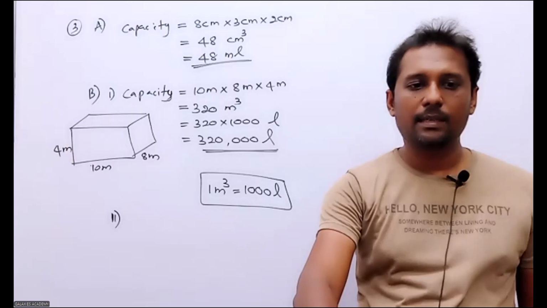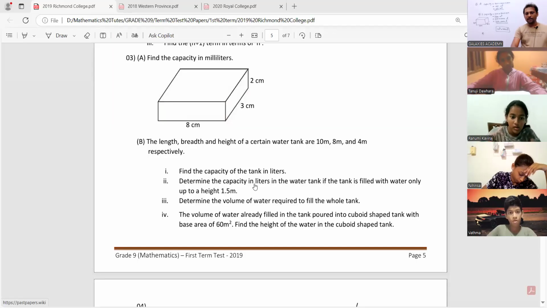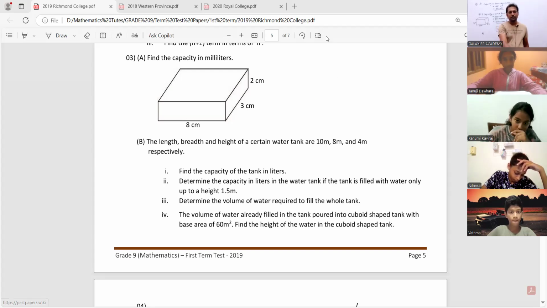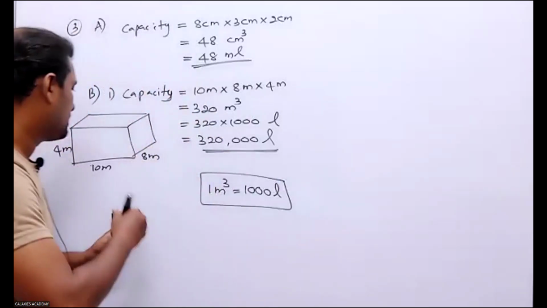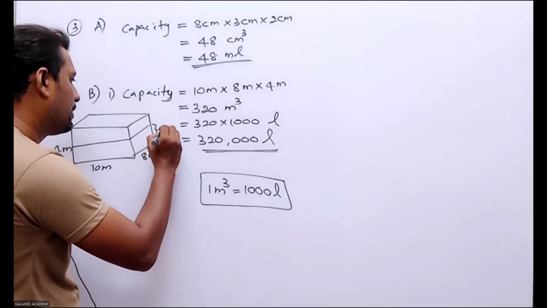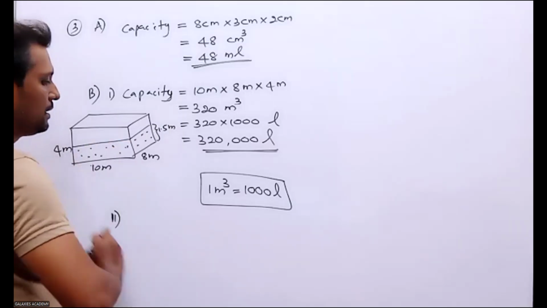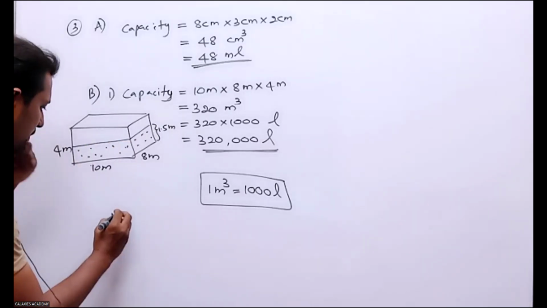Right, then look at the next part, the second part. The second part says: determine the capacity in liters of the water in the tank if the tank is filled with water only up to a height of 1.5 meters. Then you have to find the capacity, no? Right? The water is filled only 1.5 meters, okay? Only 1.5 meters, like this. Then I can find the water volume.